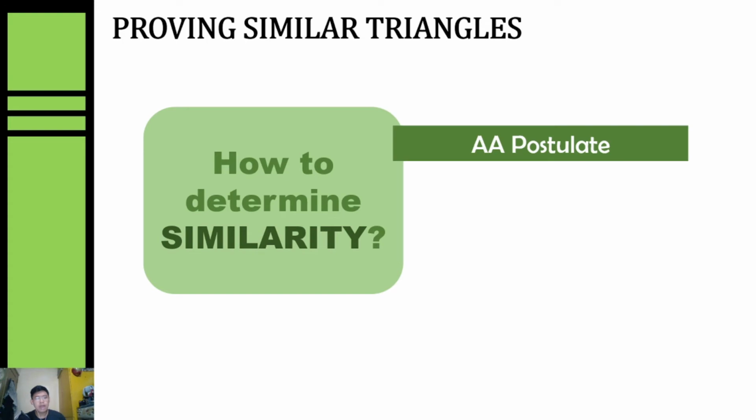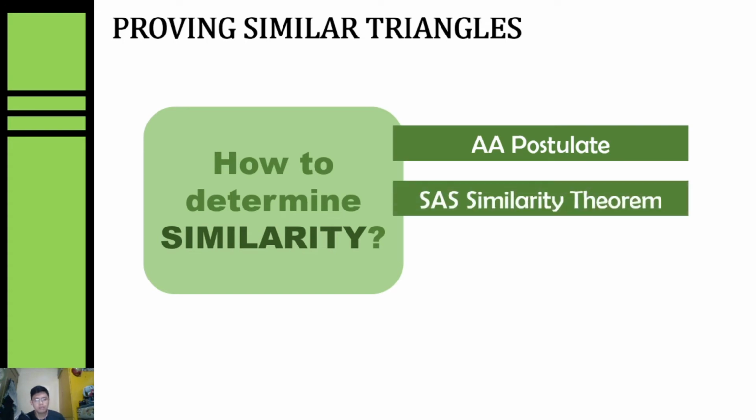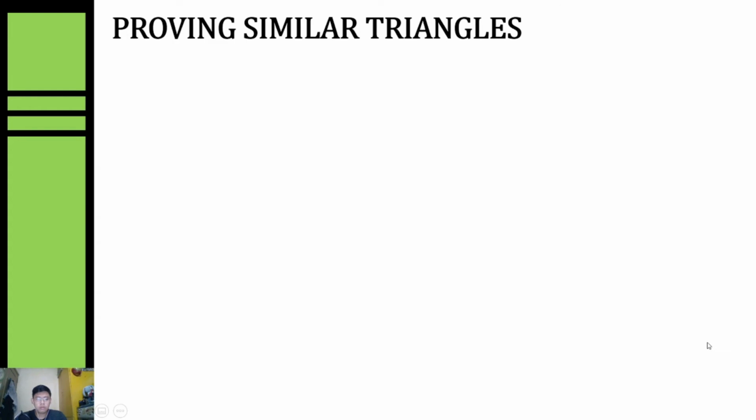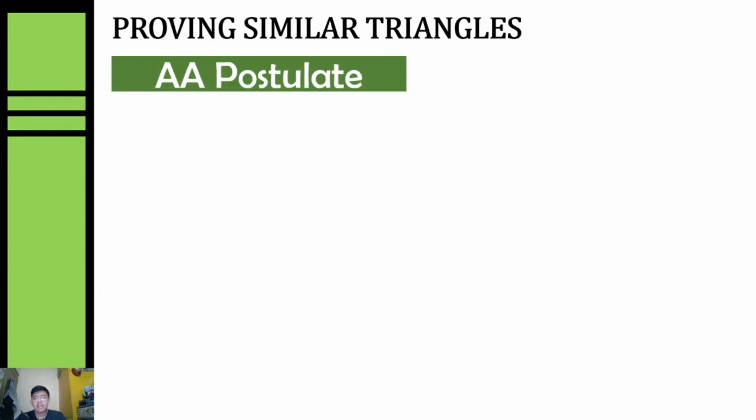First, we have the AA Postulate. Second, we have the SAS Similarity Theorem. And third, we have the SSS Similarity Theorem. Okay, now let's discuss them one by one. Let's start with the AA Postulate.